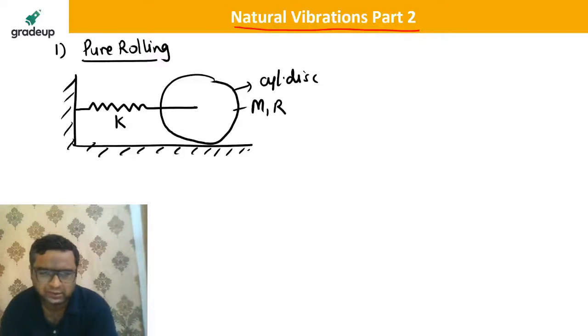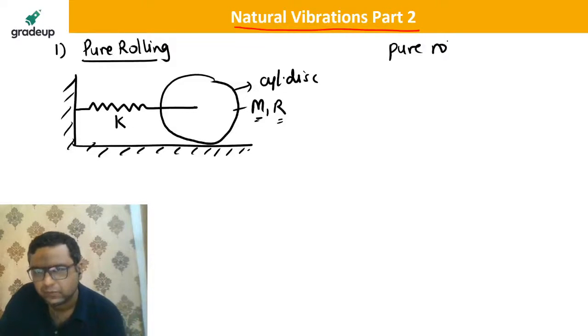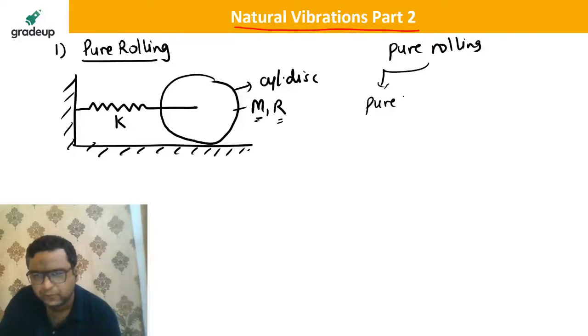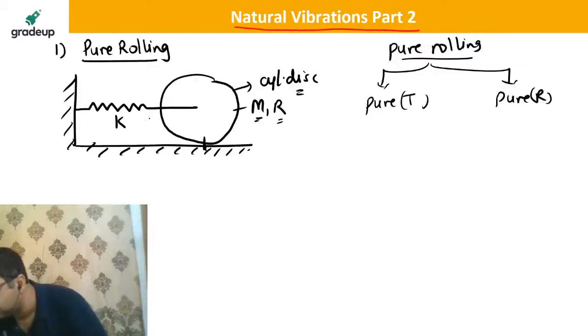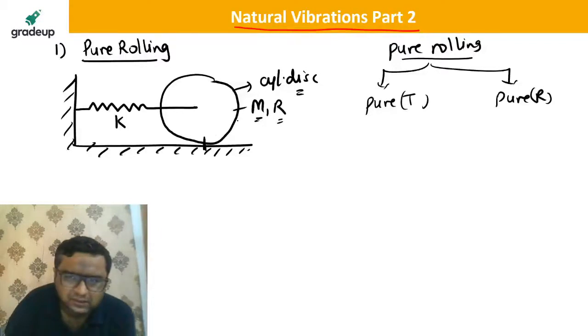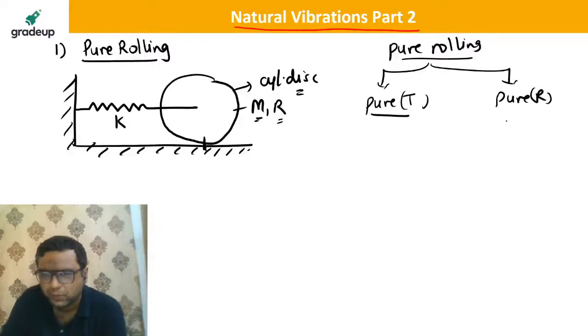So this is the stiffness, and this is the mass and radius of the disc. When we are having pure rolling motion, you already know that pure rolling motion is a combination of pure translation as well as pure rotation. It is always mentioned that this cylindrical disc is having pure rolling motion only.